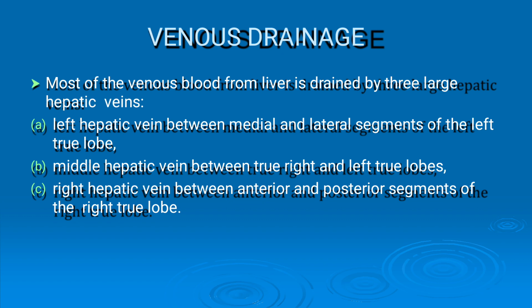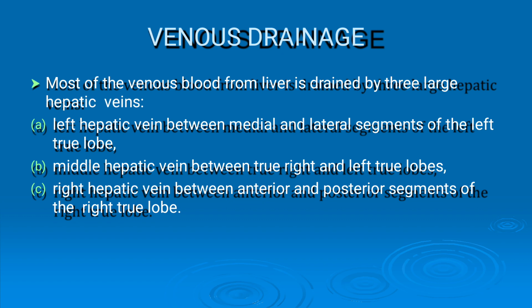Most of the venous blood from the liver is drained by the three large hepatic veins. Left hepatic vein lies between medial and lateral segment of the left lobe. Middle hepatic vein lies between the right and left lobe. Right hepatic vein lies between anterior and posterior segment of the right lobe.